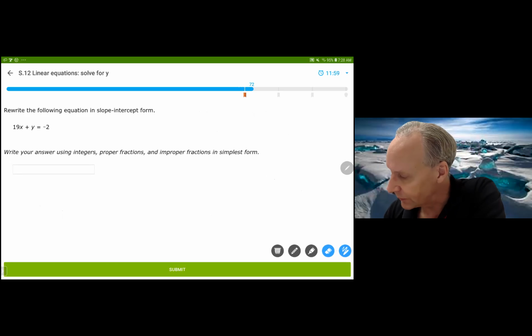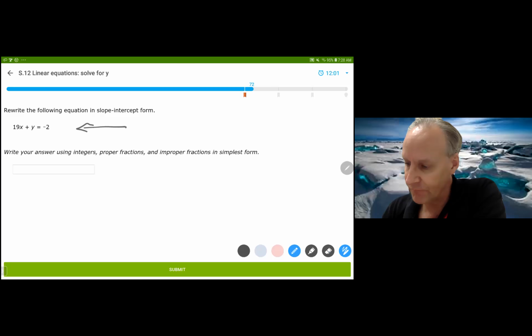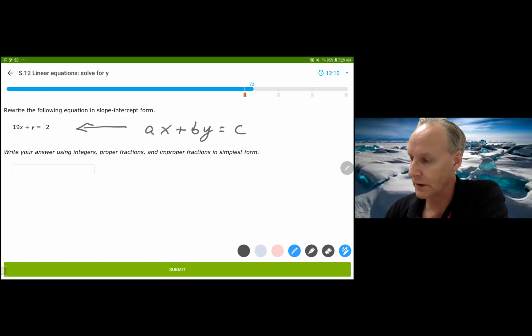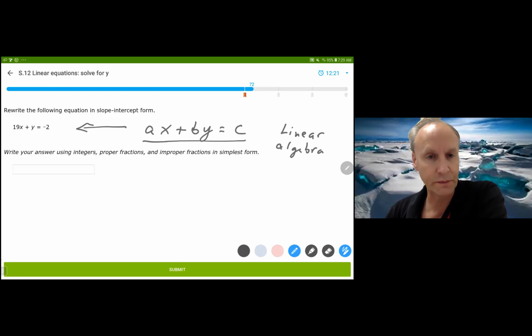That form is Ax plus By equals C, which is very useful for what we call linear programming. Sometimes it's called linear algebra. It's for solving systems, and this is a very nice form to have.